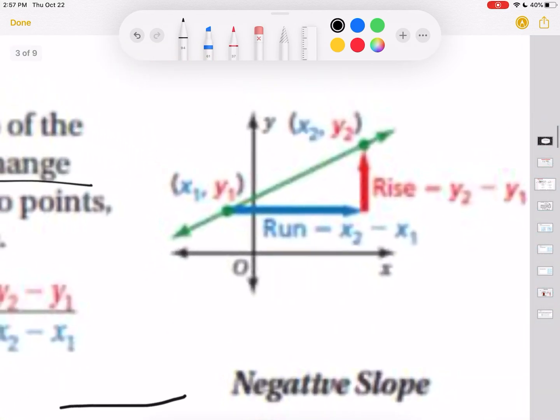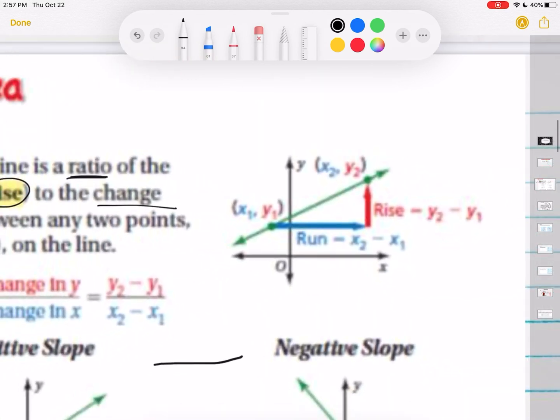Let's look at this picture to go a little bit more in depth. So again, the rise is how much we go up, how much we rise, or in some cases, how much we go down. And the run is how much we go over, okay? Go over to the right. And again, we can also figure that out by finding the rise, the change in y, or the difference between our two y values. And to find the run, we can also find the change in x, or the difference between our two x values.